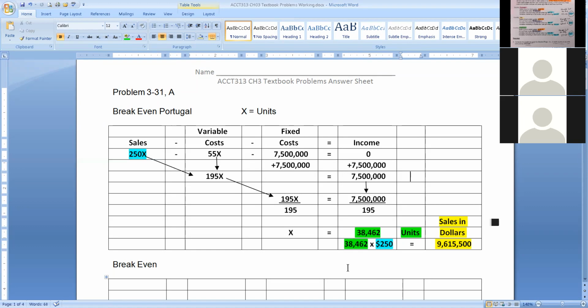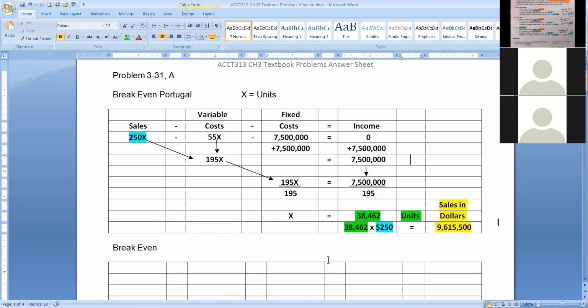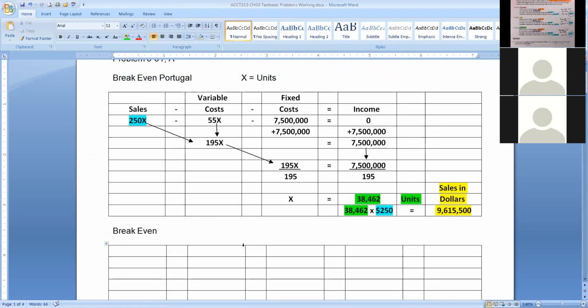Any question on that one? Okay, so we need to sell 38,462 if we make them in Portugal. Let's go to the next one. The next country we have is Italy.